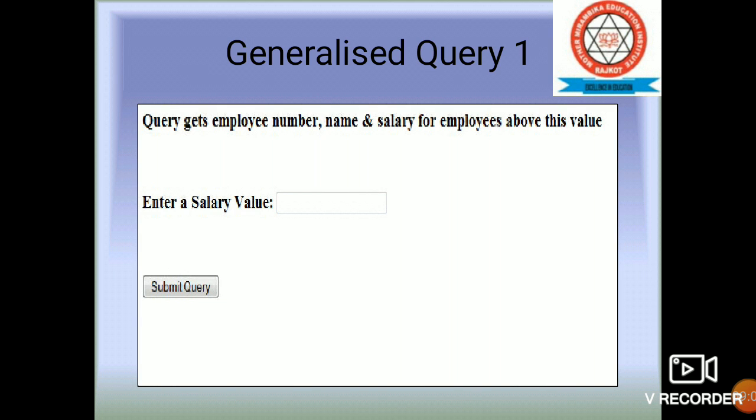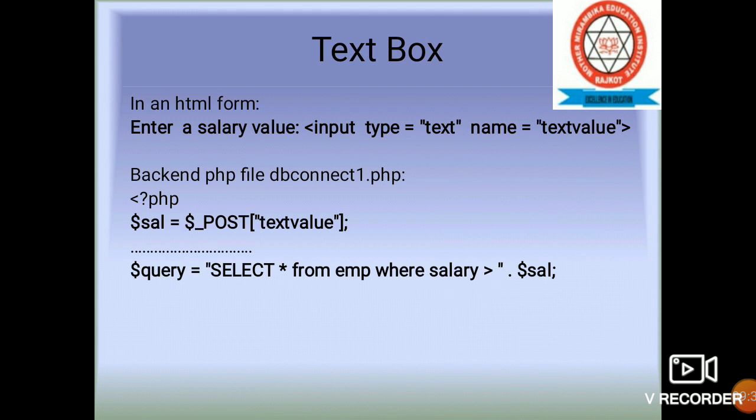Let's explain this practically. For example, if we want to generate an output something like this, where the salary value is entered by the user. As soon as the user provides a salary value, let's say for example 10,000 or 15,000 or 20,000, and clicks on submit query, the query will be executed, and the value entered by the user will be passed to the select query. So how will it work in coding?